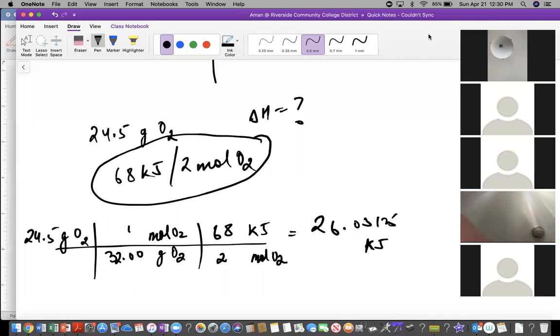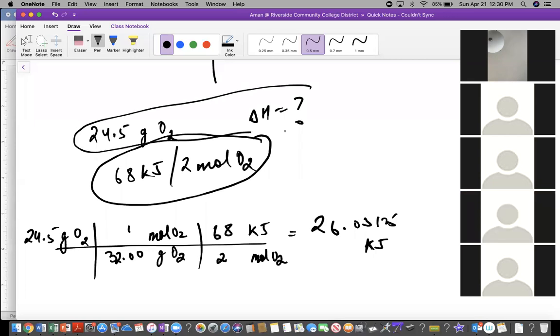So that might be our free response question. The question is, where did we get this 24.5 from? I just made up the question: if we had 24.5 grams of oxygen, what will be the delta H? This is the part of the question.